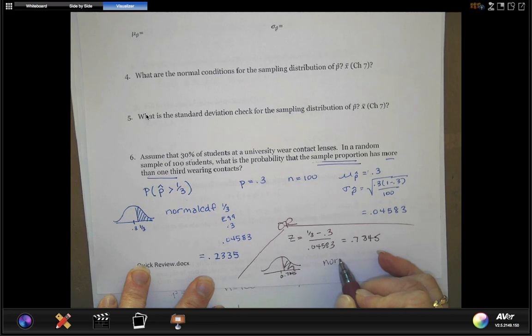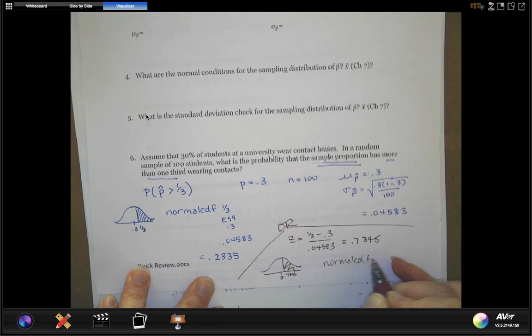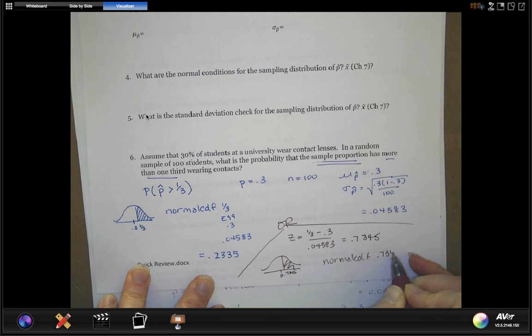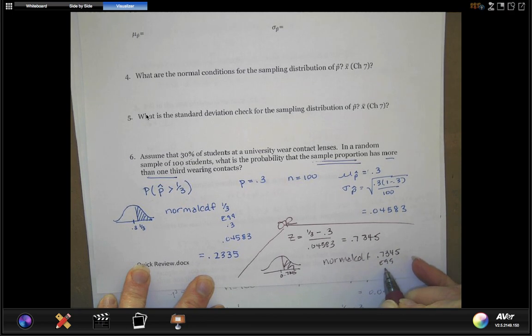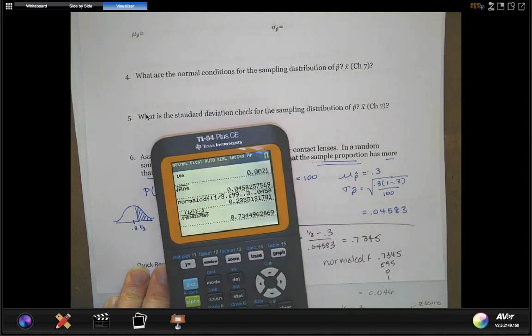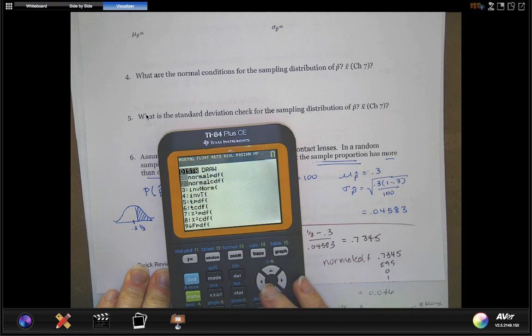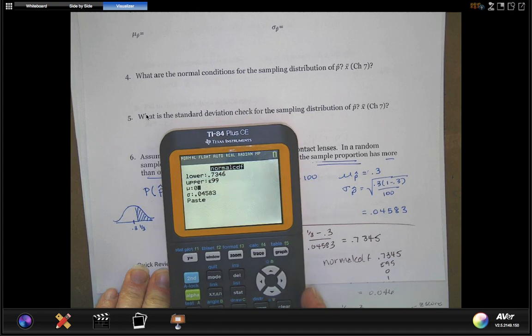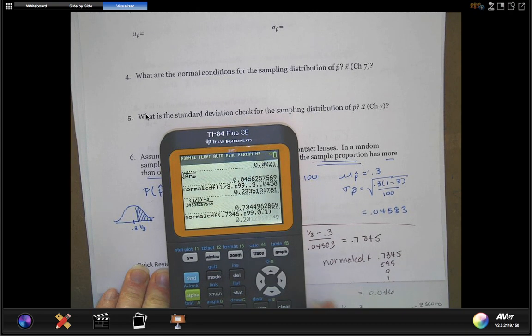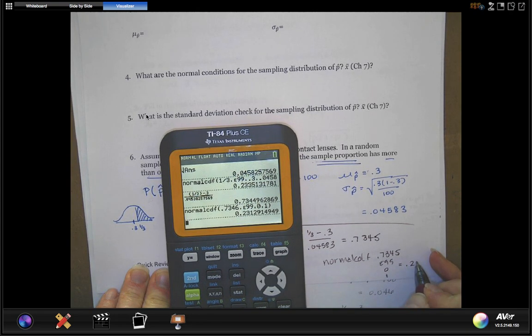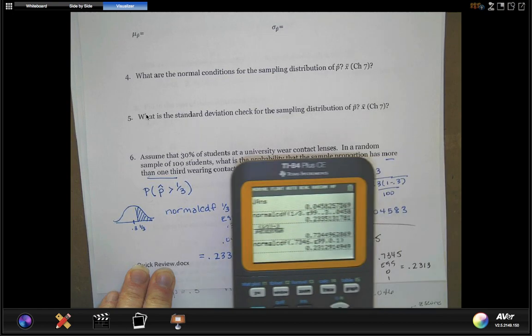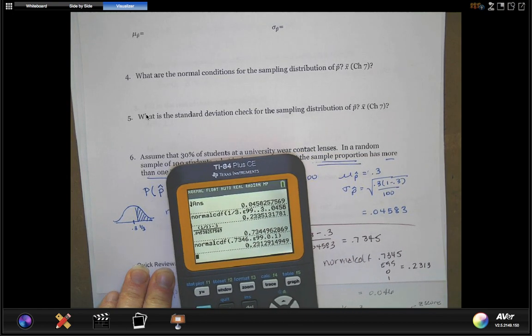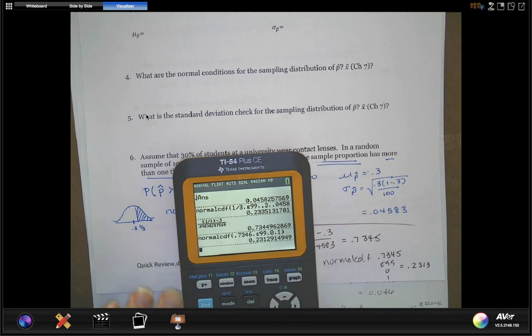So then I could do my normal CDF, 0.7345, B99, but now I'm going to use 0 and 1 because I converted it. So I have that 0.7345, 0, 1, and I get 0.2313. Okay, again, it's a little bit different, but the idea here for the difference, probably if I would have not put a 5, 6 there.